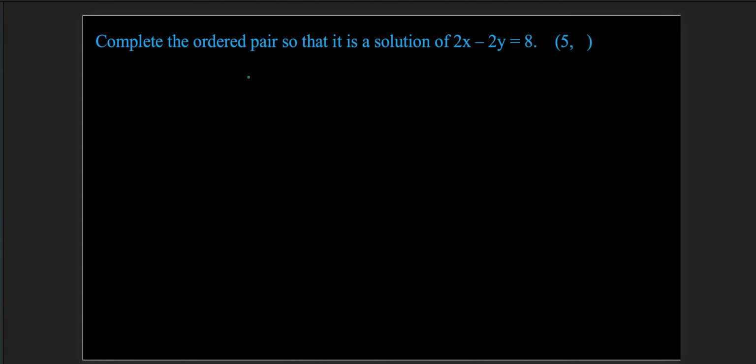And then here's another question that you'll have. Complete the ordered pair so that it is a solution of this equation. And you're given a part of an ordered pair here. Remember, an ordered pair is x and y, so we're missing the y, but we're given the x value. So what I do is write down the equation that I'm given, 2x minus 2y equals 8, and x is 5. So 2 times 5 minus 2y equals 8. And we're going to solve for y.